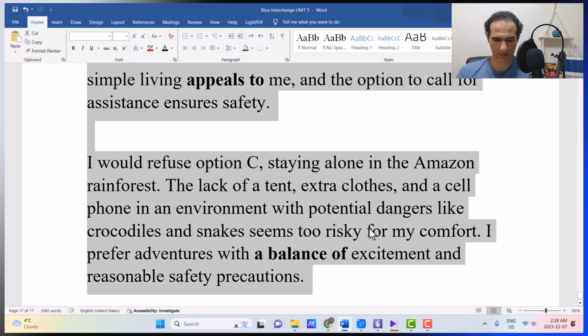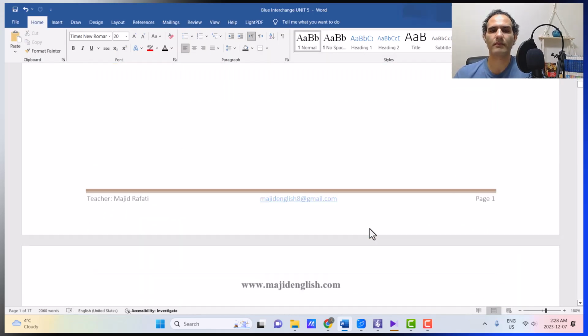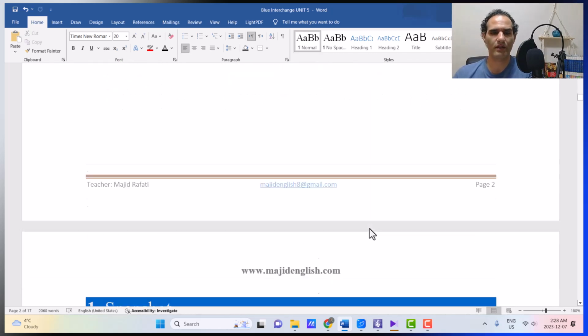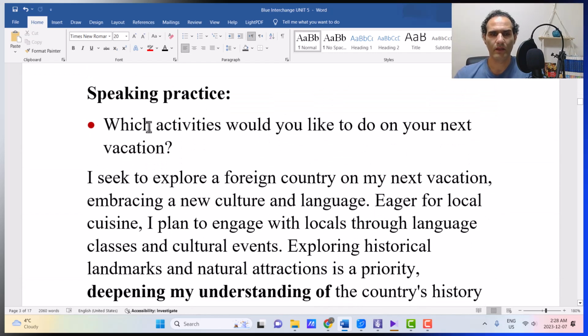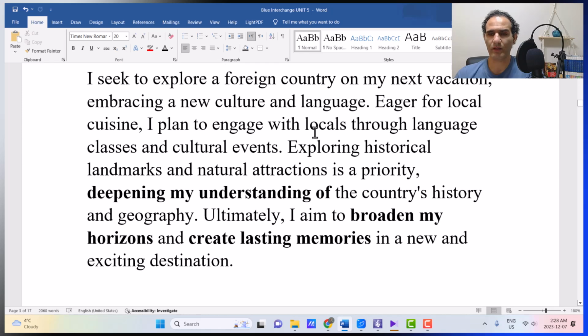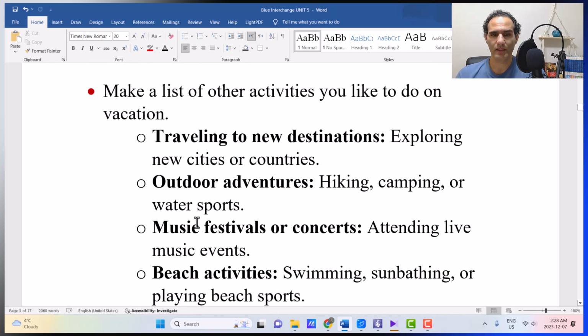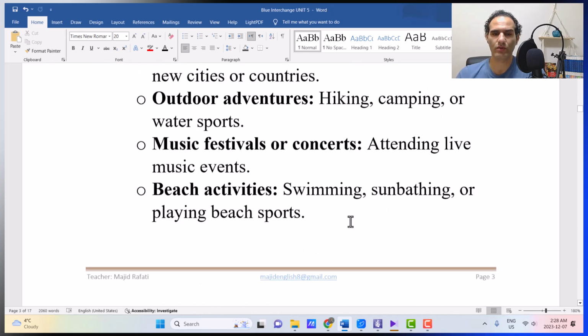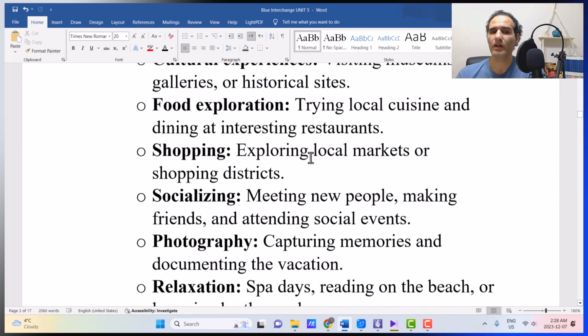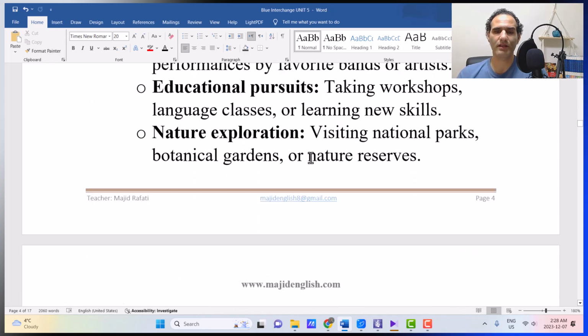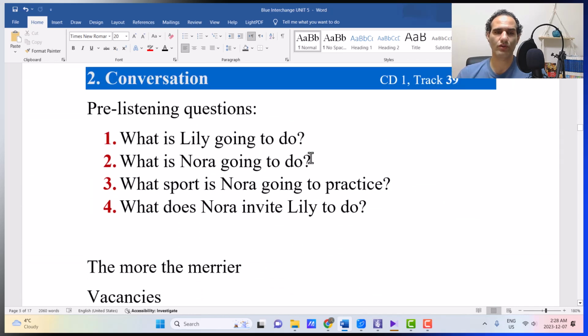And what about the summary in the Word file? There are lots of words here from today. For the speaking practice, I recommend you go and do these parts for yourself. Deepening my understanding of, beautiful. Broaden my horizons, beautiful. Create lasting memories for photography. Here is a list of the activities that you would like to do on a vacation. Very beautiful for organizing your mind in speaking for the IELTS exam or TOEFL.